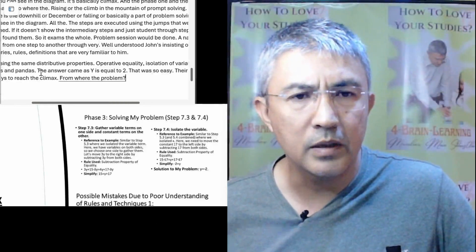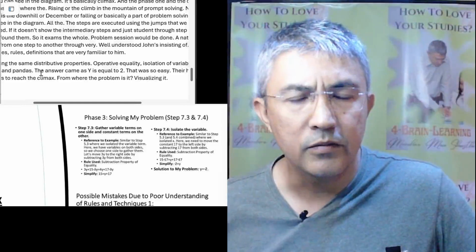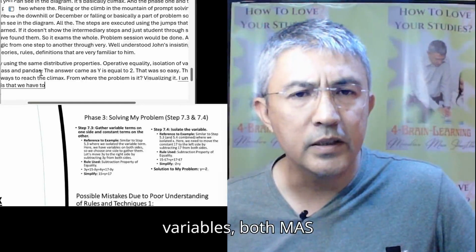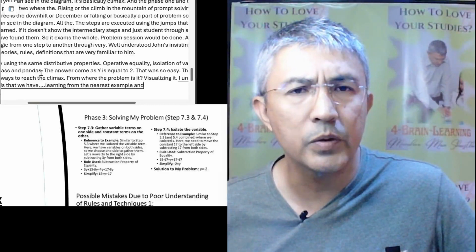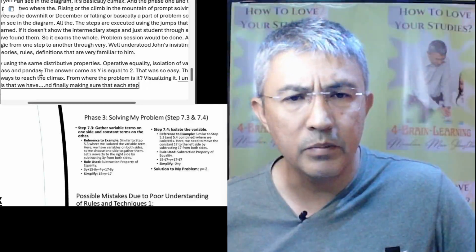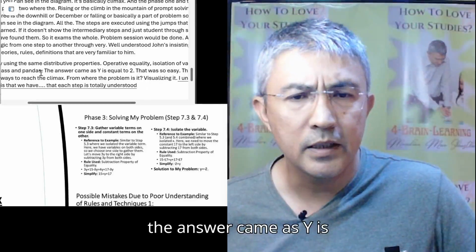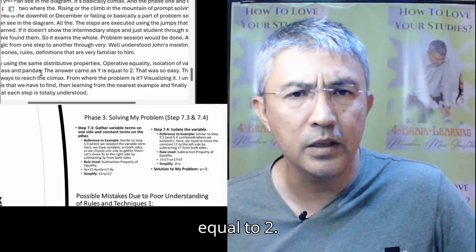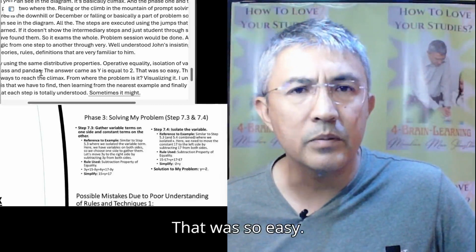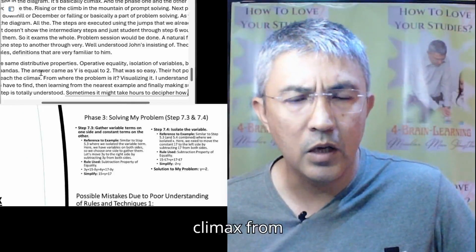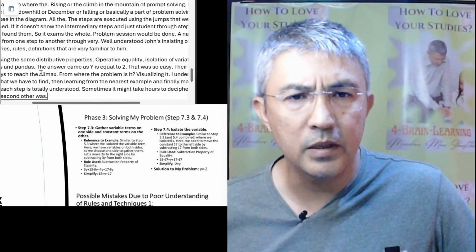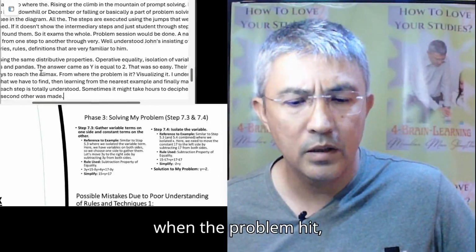From when the problem is visualizing it, understanding what it is that we have to find, then learning from the nearest example, and finally making sure that each step is thoroughly understood. Sometimes it might take several hours to decipher how from one step to another was made.